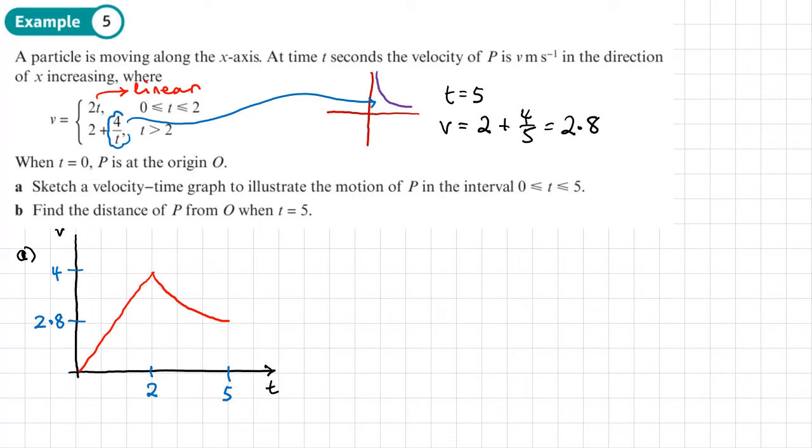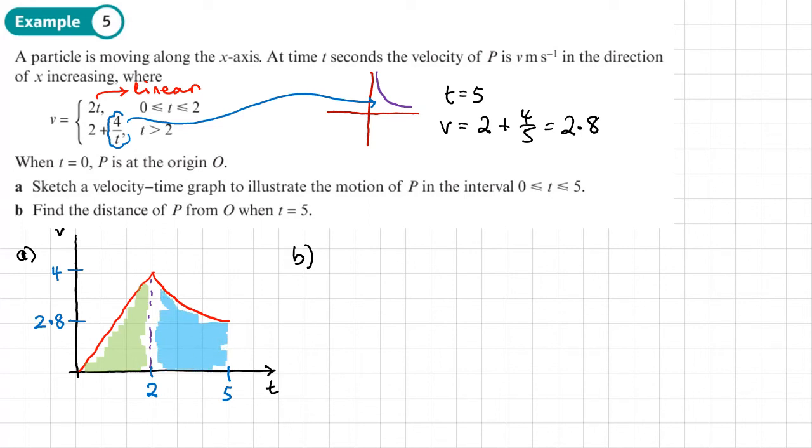Right, so we'll move on to part B. Part B, find the distance of P from O when t is 5. Because we've got this sketch of the velocity time graph, the distance is going to be given by this area here plus this area. So what we're going to do is find both areas.